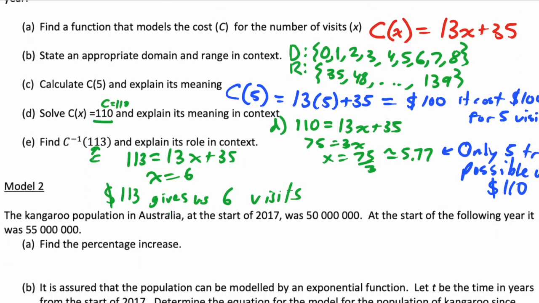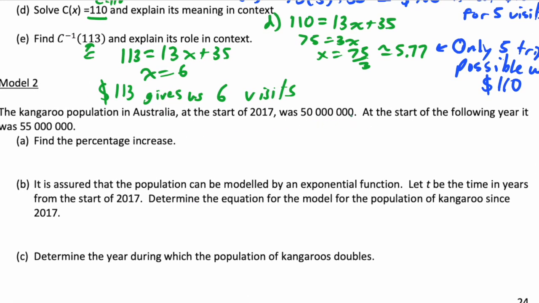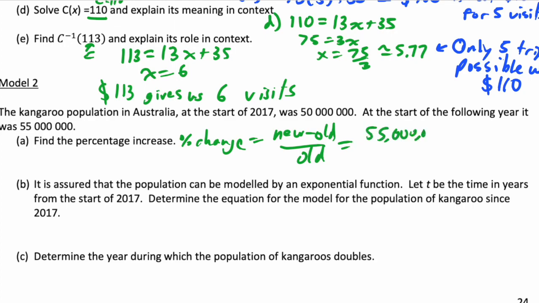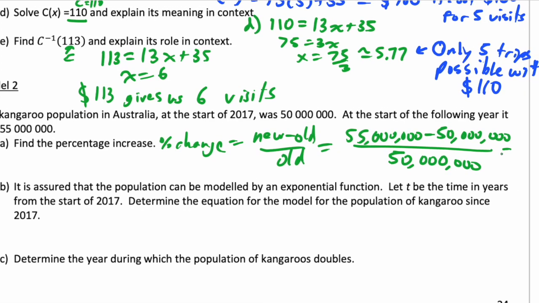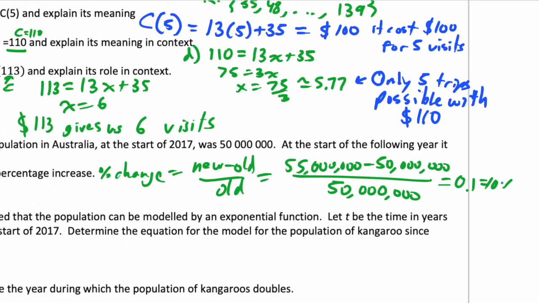Okay. Next example, this one's going to be exponential. There's 50 million kangaroos, and then there's 55 million. Find the percentage increase. You can probably see straight away that it's a 10% increase, but you can use the formula percent change equals new minus old divided by old. So 55 million minus 50 million over 50 million. That will equal 0.1 if you do it in your calculator, which is 10%. So it's a 10% increase.